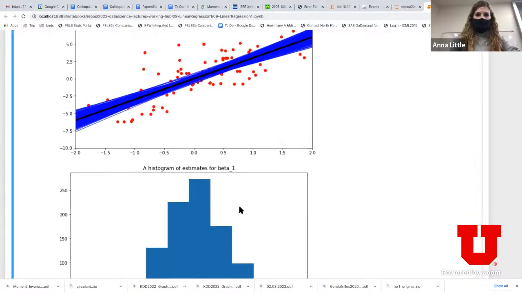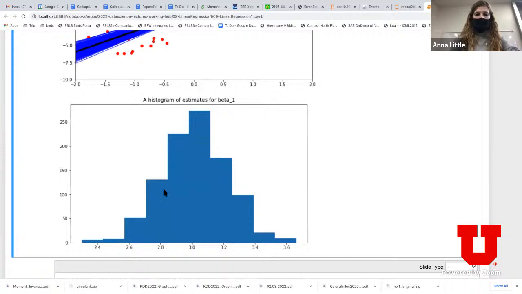Okay, so we can also then make a little histogram for all of the betas. So we see that all of the beta 1s, all of the slopes, definitely this distribution is centered at 3, which is good. It's targeting the right value, which was 3. But it ranges from 2.4 to 3.6. Definitely in some of the samples, you get a pretty different value when you run the linear regression.